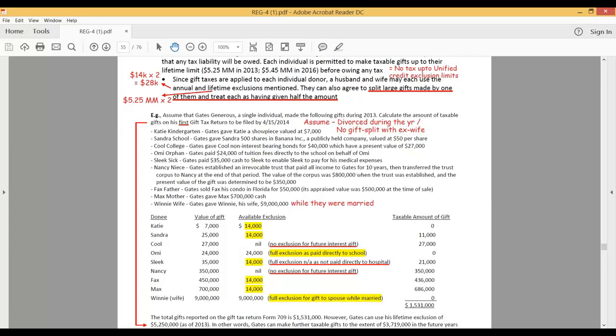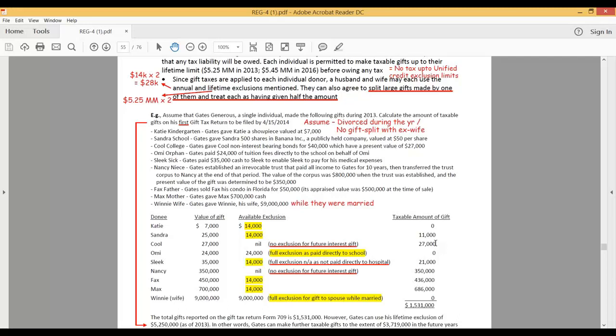Now, if I look at Sandra, again, he's giving her shares of Banana Inc., 500 shares worth $50 each, available for immediate enjoyment. So she gets $25,000 value of gift, against which I would apply this $14,000 exclusion, and only $11,000 is taxable gift. Now, for Cool, he is giving these non-interest-bearing bonds which have a present value of $27,000, but these are bonds that are not available for immediate use, and therefore it is a future interest gift and no exclusion will apply. The full amount will be taxable.